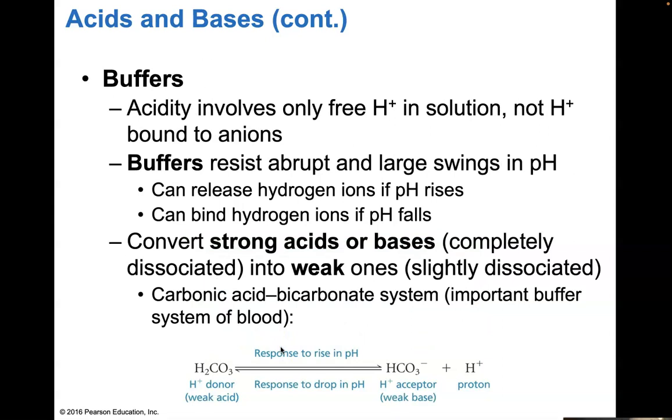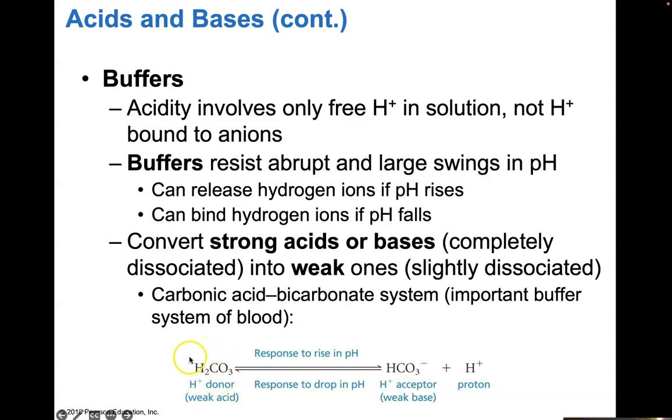So we're going to have buffer systems to help us maintain a normal pH inside the body. Buffer systems are basically there to help bind up extra hydrogen ions in solution. If you have a bunch of those hydrogen ions in solution, things like our bicarbonate can bind to those hydrogen ions and form, again, this weak acid.